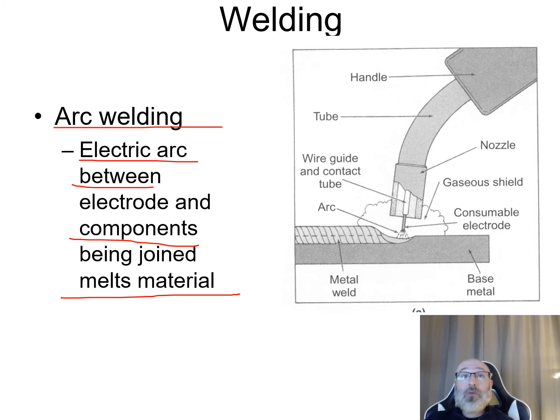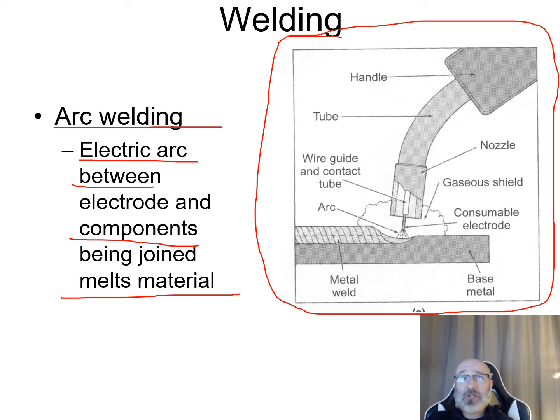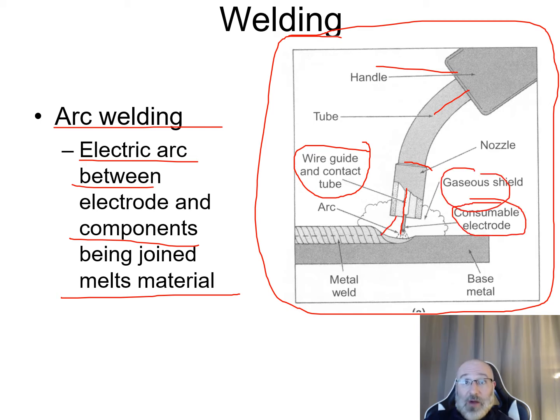Here's an example of one type of arc welding that we have up here, and we'll discuss a couple different types of this. This one here, you can see you have your handle, you have your tube coming in here, and then at the nozzle right here, you can see you have a wire guide and contact tube coming down through the wire, and then coming out of that, we have our consumable electrode, and we see this gaseous shield coming out from around here. You can see that arc that we're talking about, an arc between the electrode and the components. So there's our consumable electrode right there, and our components down here, which is the base material. That creates the arc right there, melting it, and we can see the metal weld forming.